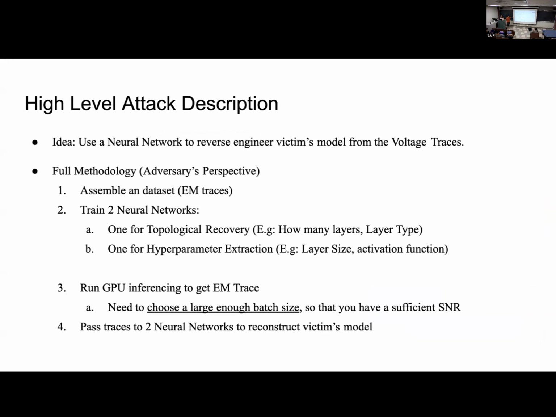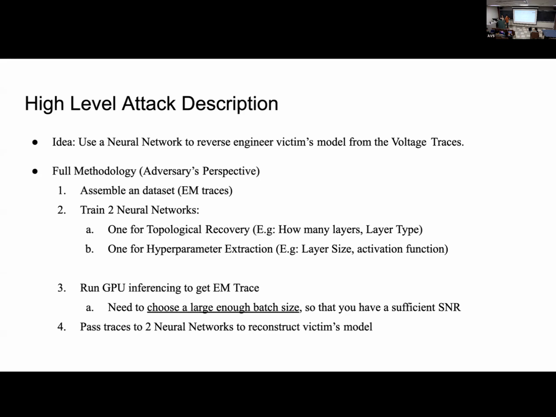So the full methodology from the adversary's perspective is that you would first need to assemble a data set containing EM traces from your own GPU. Then you would train two different neural networks, one for what they call topological recovery. What you get is things like how many layers the network has and what kind of layers each of them is. And the other network you would train is for hyperparameter extraction.